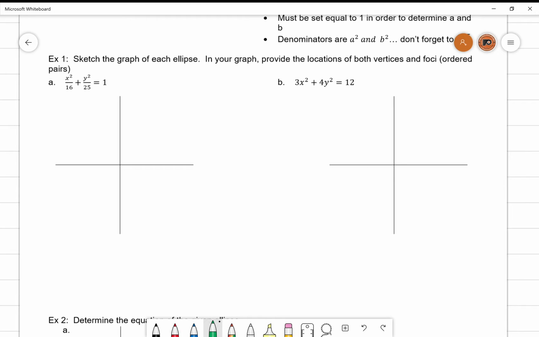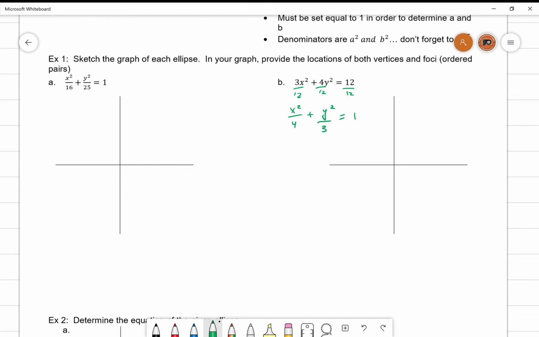So here in letter B, I need to set this equal to 1, so I'm going to divide away the 12. This is relocating some features. Now I have a 4 underneath x squared, a 3 underneath y squared, and we have a 1. So now we're ready to graph.